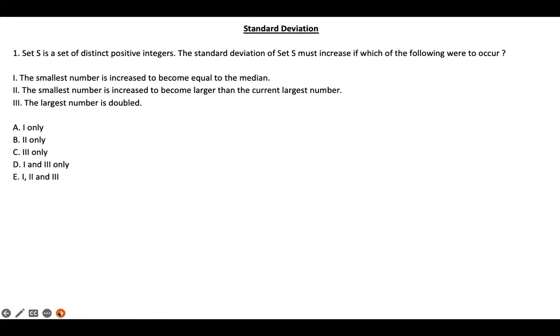Okay, coming to standard deviation. Shiva Prasad, can you explain this question? Yeah. Let S be a set of distinct positive integers. The standard deviation of set S must increase. Must increase. Okay, please understand this information. It has to increase in all the cases. Now, which of the following were to occur? Go on.